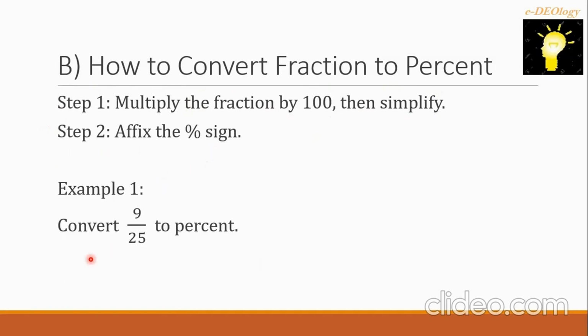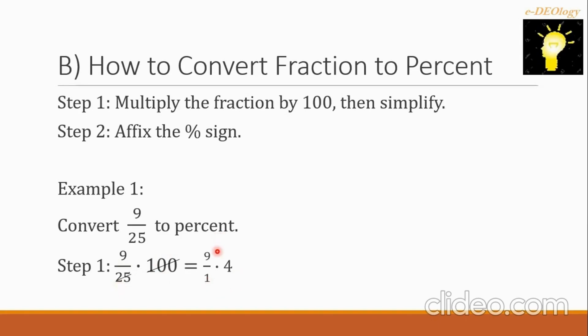Let's have example 1. Convert 9 over 25 to percent. Step 1 says we're going to multiply the fraction by 100. So the normal procedure is I'm going to multiply this 9 by this 100, and the result I'm going to divide by 25. However, to simplify the computation, we can do the cancellation on this part. So when we cancel 25 and 100, the 25 becomes 1 and the 100 becomes 4.